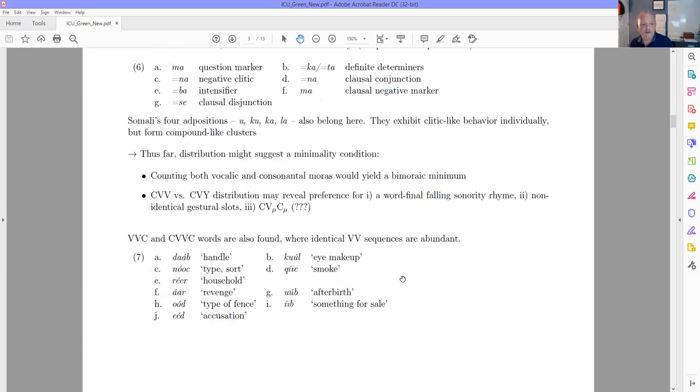We have plenty of VVC and CVVC words where we have these identical vowel-vowel sequences, and these are much more abundant. So a bunch of different examples for you here in seven, and I think I've covered all of the different vowels in the language. Something I'll mention is that it looks like Somali has five vowels. It has this long, short contrast. There's also an ATR contrast in the language that doesn't seem to play into this at all. The tense versus lax vowels essentially pattern the same way as others, but just to make you aware of that.